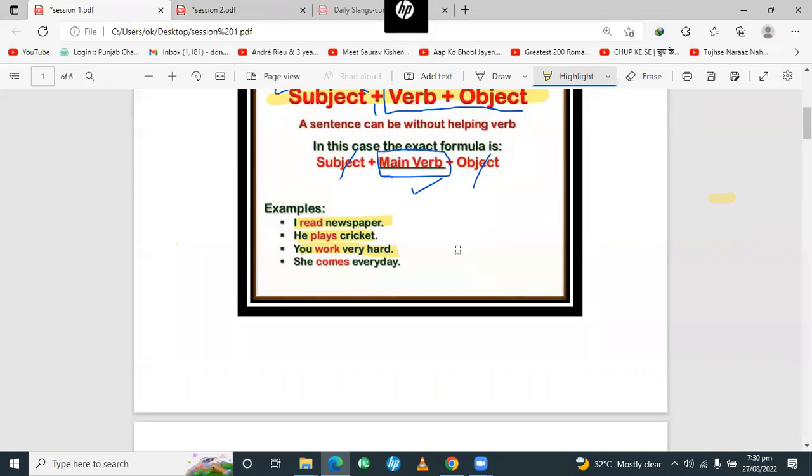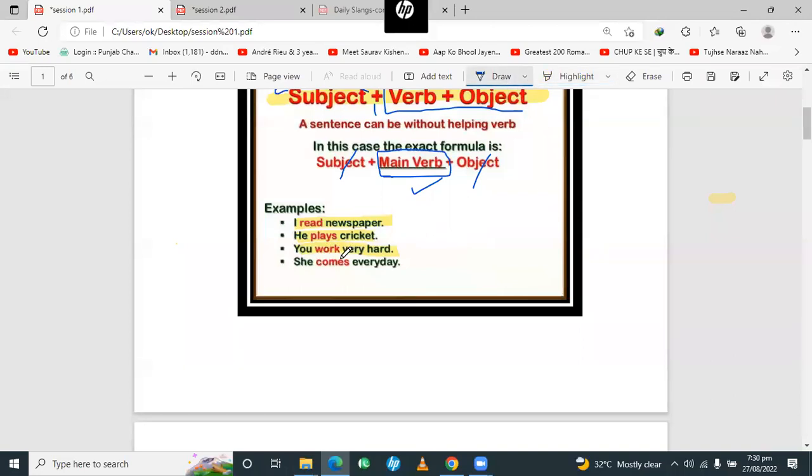No, work is our main verb. There is no object here. What is the object? Who is receiving the action? If I'm saying you work very hard on this assignment, so what is the object here? You work very hard on this assignment. What is the object in this sentence then? Assignment is the object, right?